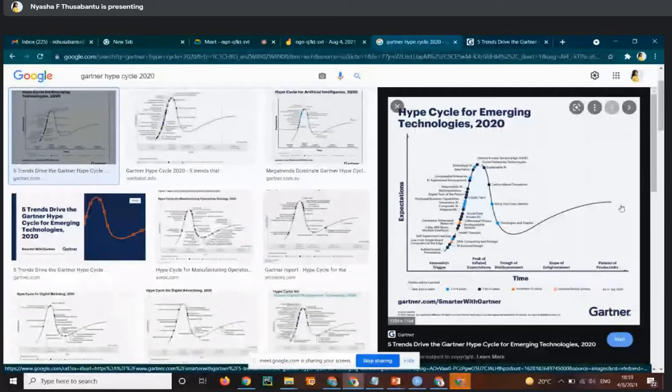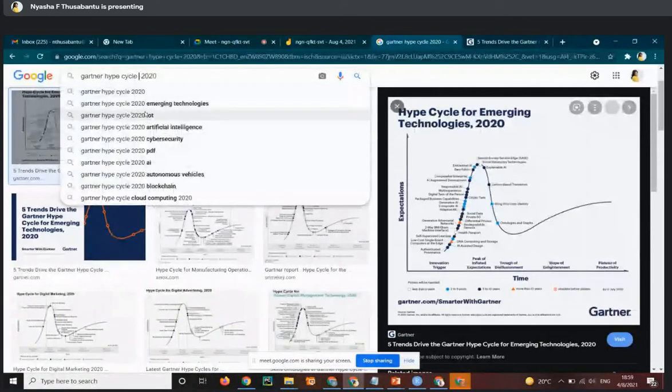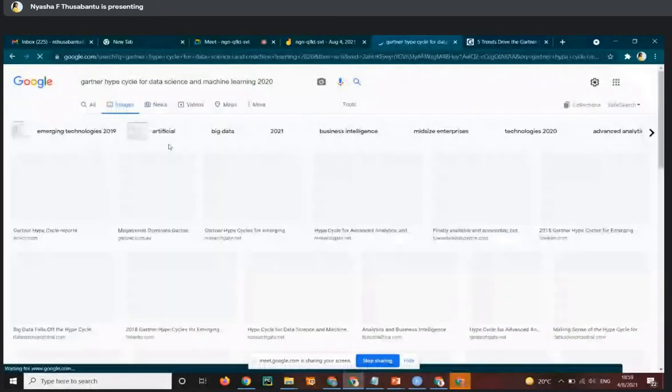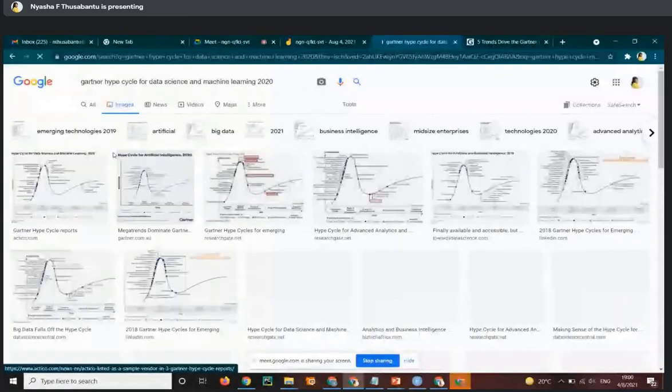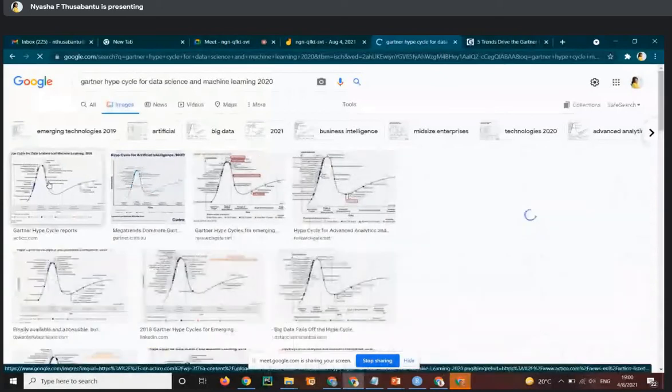So if you want to be a good data analyst, you can check the Gartner hype cycle for data science and machine learning and see, okay, what is the thing that is making a lot of noise in 2020, so that you project yourself, you correctly position yourself.